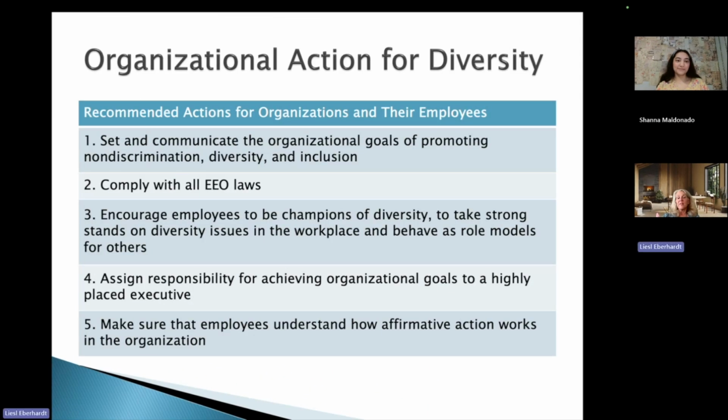So this slide gives us the first set of recommended organizational actions. Set and clearly communicate goals around non-discrimination, diversity, and inclusion. Comply fully with EEO law. Encourage employees to actively champion diversity and model it for others. Assign real accountability to a senior executive, and make sure employees actually understand how affirmative action functions in the organization.